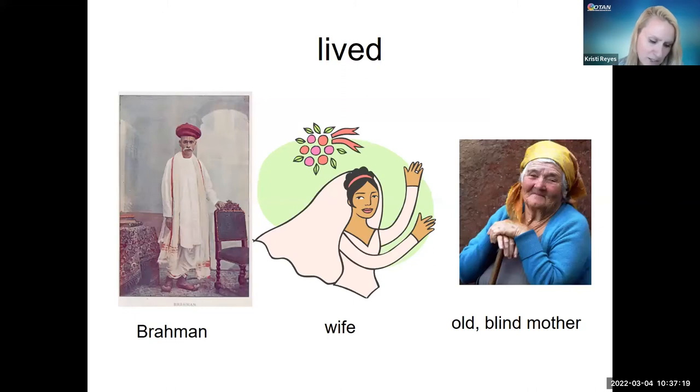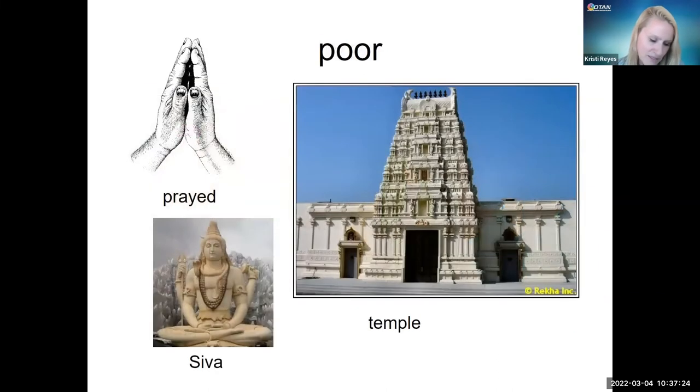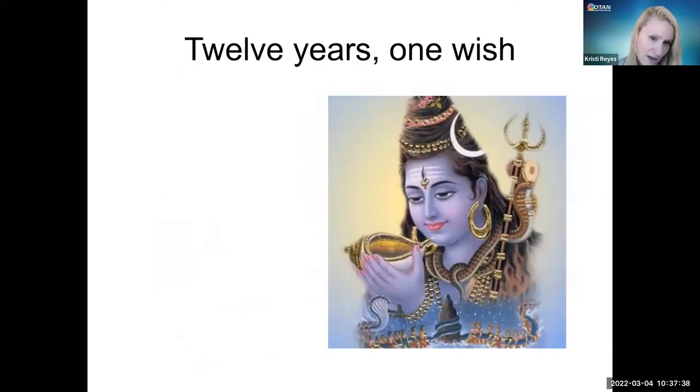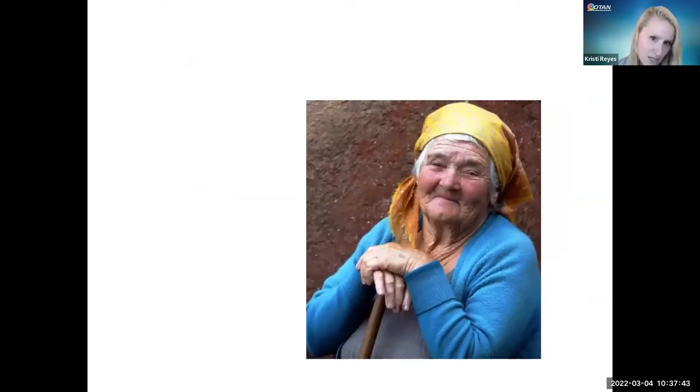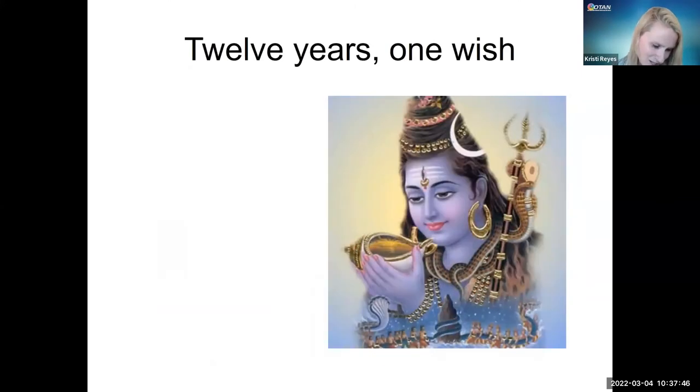Once there was a Brahmin who lived with his wife and his old blind mother. They were very poor, and the Brahmin was not sure what he should do. He prayed every day at the temple to Shiva and asked for guidance. After 12 years of praying, Shiva told the Brahmin that he could have one wish, whatever he needed or desired the most. Uncertain, the Brahmin asked to go home and consult his mother and wife. Very wise man.